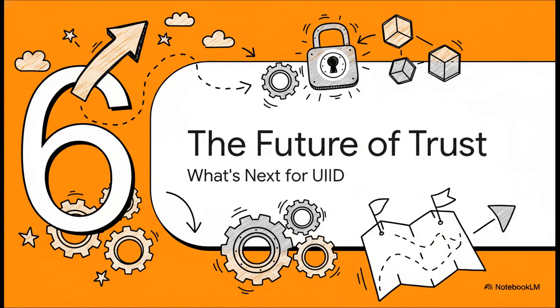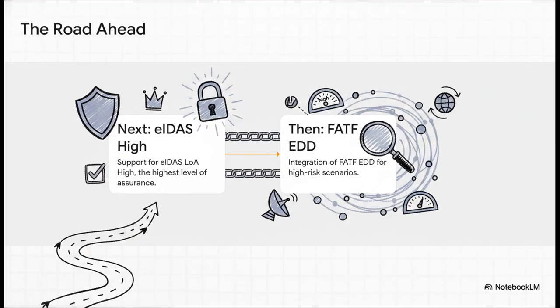So this update builds an incredible foundation. But we all know technology never just stands still, right? So where does UIID go from here? What's next on the horizon? Well, the journey definitely continues. The next stop is supporting the absolute highest level of assurance, called eIDAS High. Think really, really critical transactions. And after that, they'll be integrating something called Enhanced Due Diligence, or EDD. This is for the most high-risk situations you can imagine, like huge international money transfers that need constant, deep monitoring.